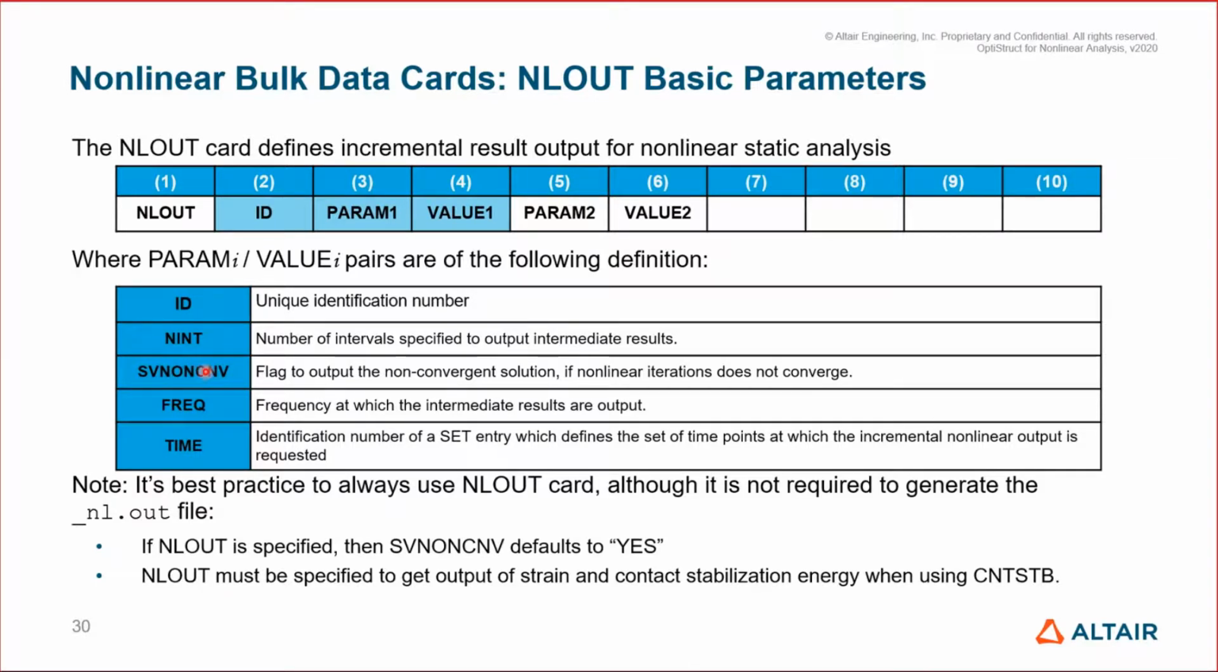So normally it's best to set this as save non-convergence. By default, if you turn on NL out, it's going to be set to yes anyway. This is a new practice. Previously it's not.